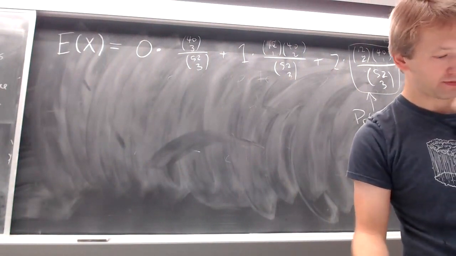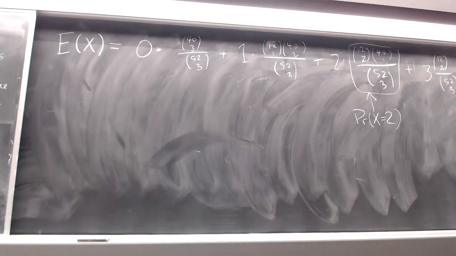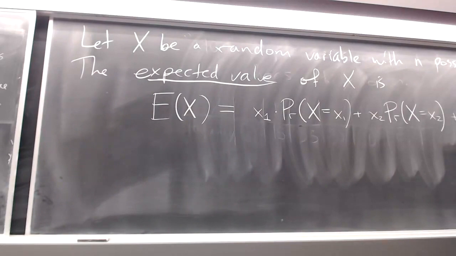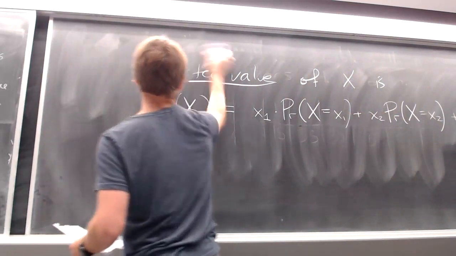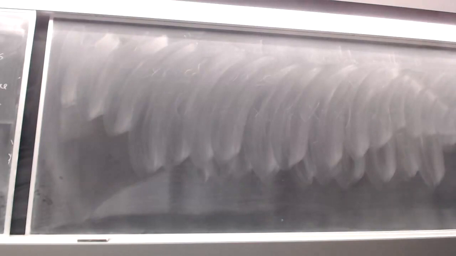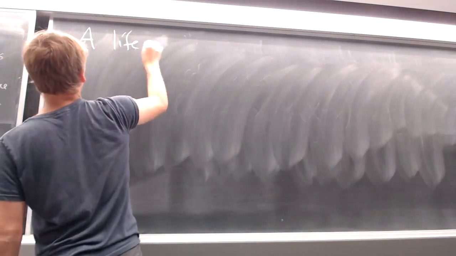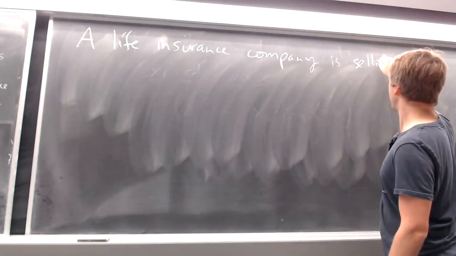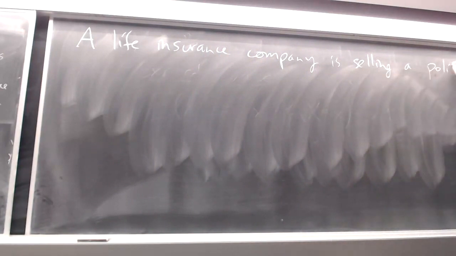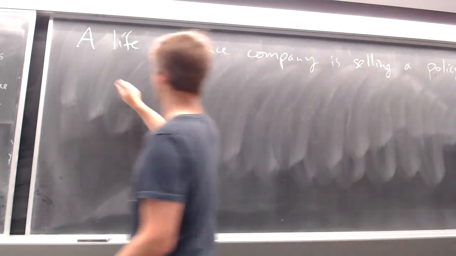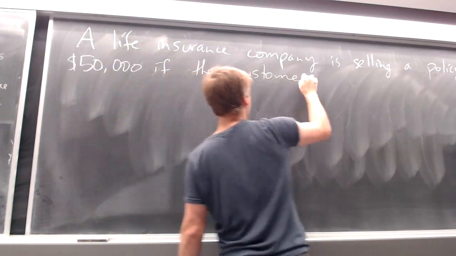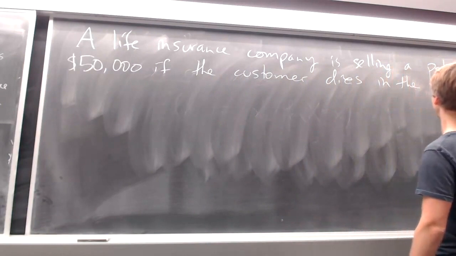Okay, let's do a trickier question. So let's say a life insurance company is selling a policy, a life insurance policy, that pays out $50,000 if the customer dies in the next year.